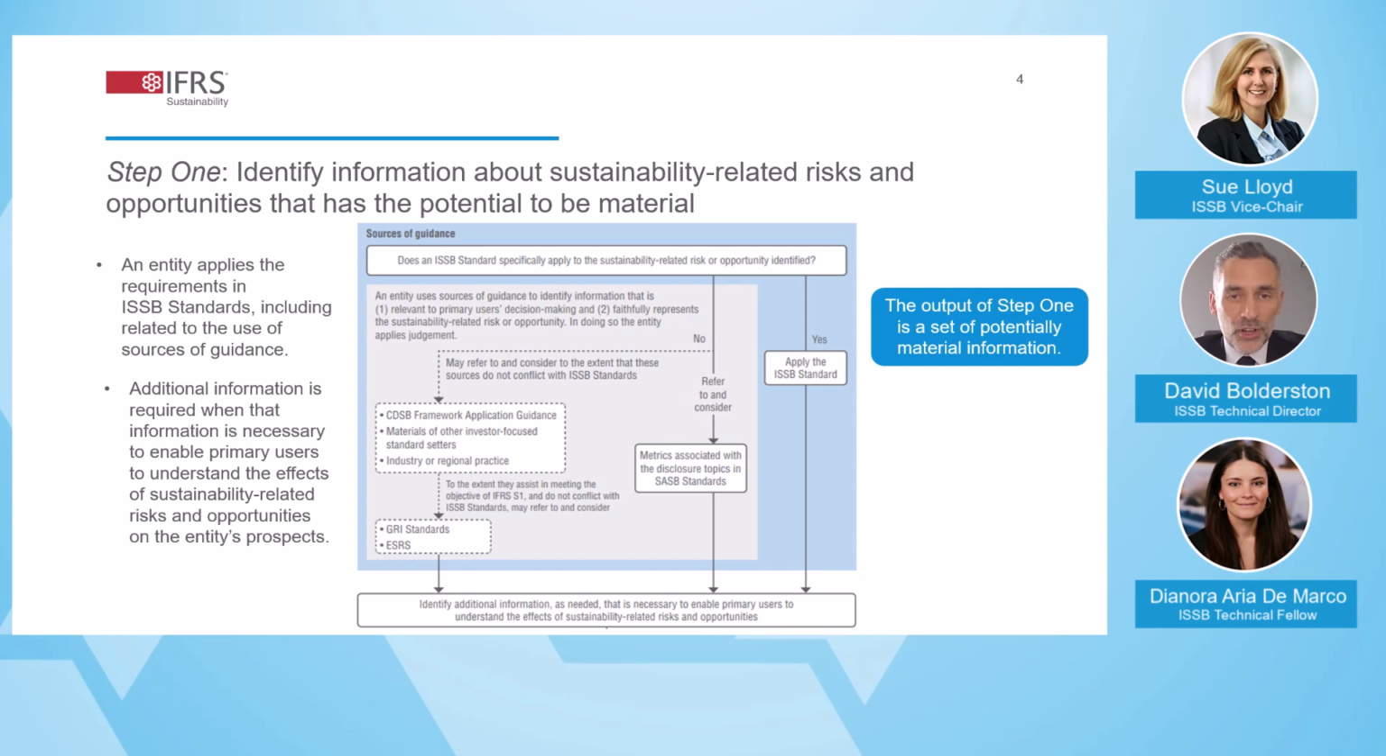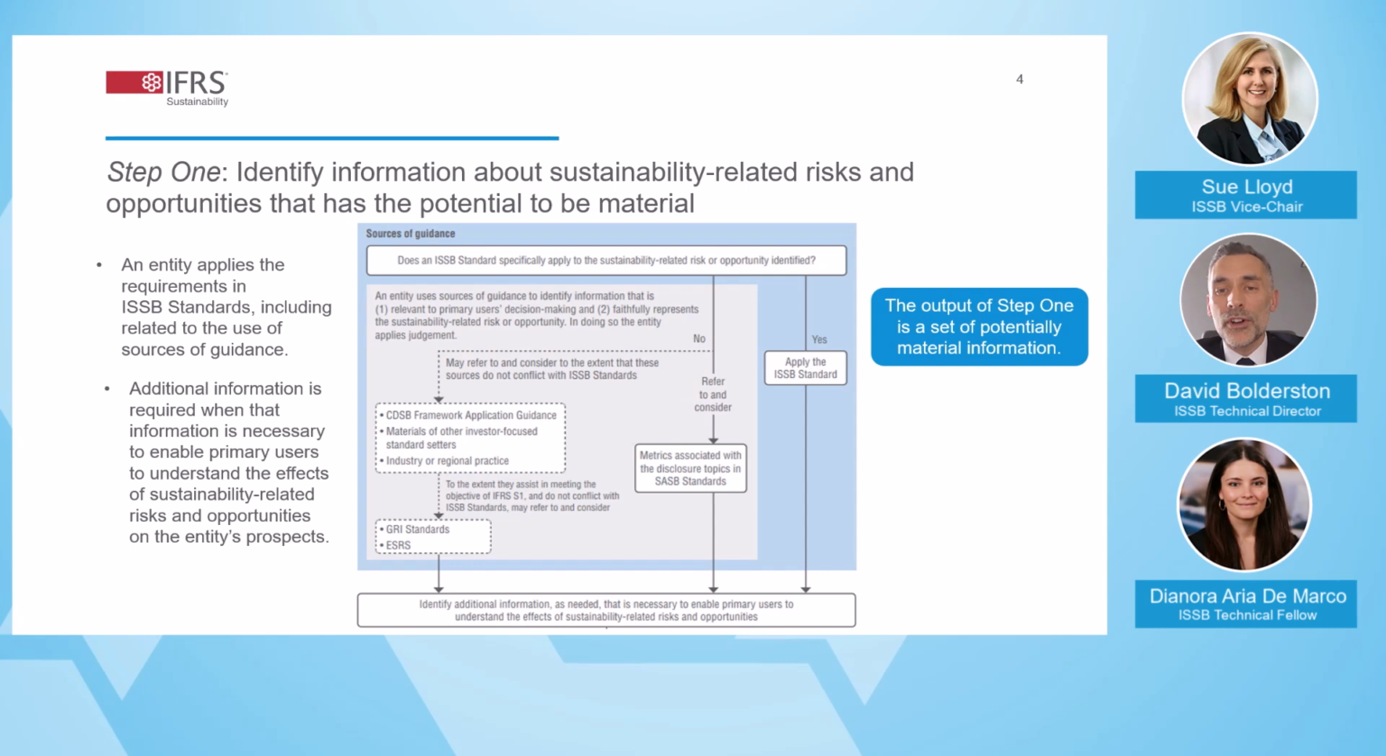So as we walk through the diagram here, firstly, entities must apply IFRS 1 in all cases. Next, IFRS S1 requires that entities apply the ISSB standard that specifically applies to the identified sustainability-related risk or opportunity. So, for example, if an entity identifies a climate-related risk or opportunity that could reasonably be expected to affect its prospects, the entity will apply IFRS S2, the climate standard, alongside IFRS 1 as the starting point to work out what information about climate-related risks and opportunities to disclose. This is the right-hand side of this diagram here.